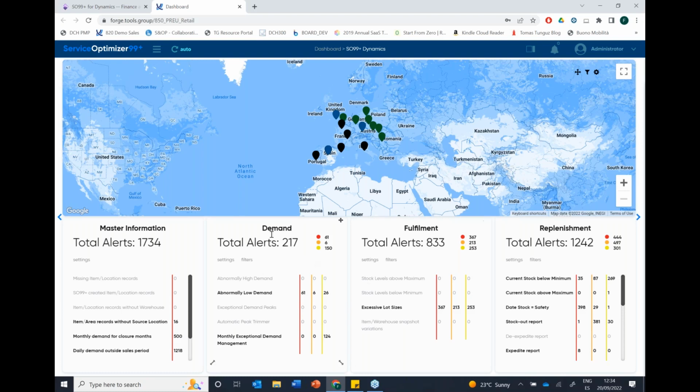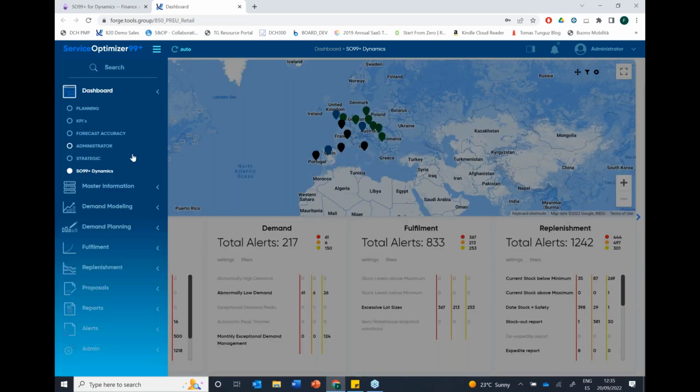So this view is a completely configurable view in which the planners can see alerts related to forecasting, related to the inventory levels, and related to the replenishment. We can also see those as displayed on this map. As we move forward, let me jump into the forecasting module.